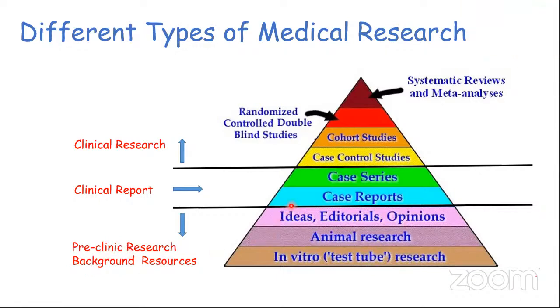And then the next level is the clinical reports, which include the case reports and case series. And then a higher level on top of this triangle is the clinical research, including the case control studies, cohort studies, randomized control studies, or randomized control double-blind studies, and at the top are the systematic reviews or the meta-analysis. So all of these are different types of medical research. We will introduce them one by one.